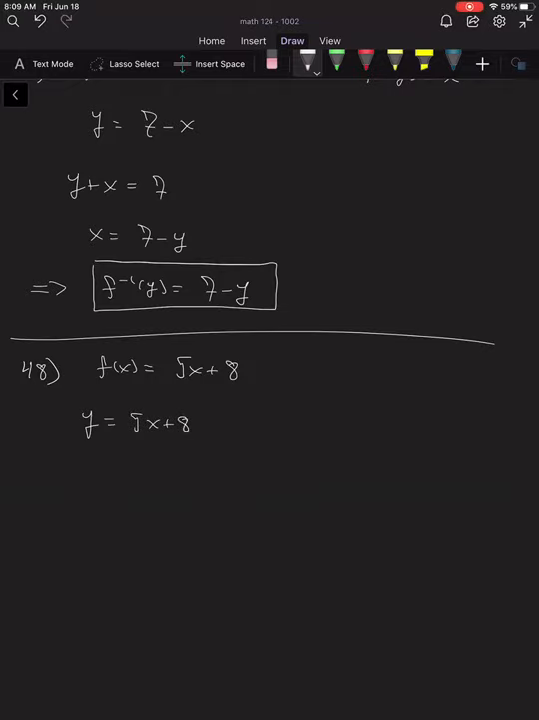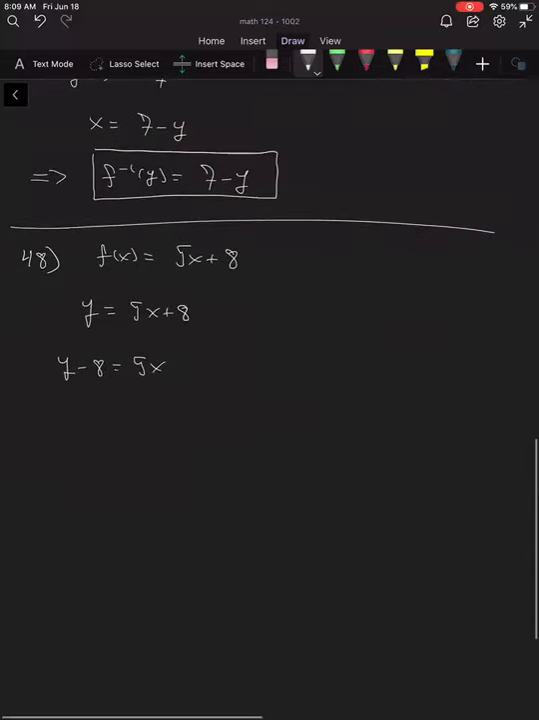Now we need to solve for x. So we can subtract the 8 over. y minus 8 is equal to 5x. And then divide the 5 to the other side. y minus 8 divided by 5 is equal to x.